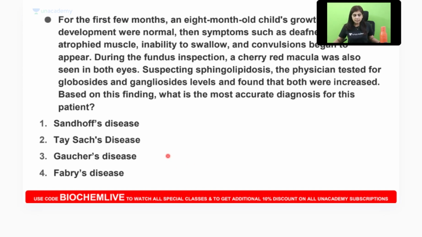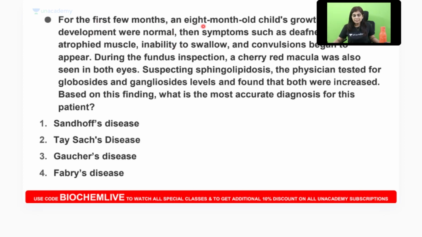Okay. So this I included primarily because I wanted you all to understand how to differentiate the various glycosphingolipidoses. Because I know for many of you, this is quite a nightmare, right? To find out whether it is GM1 gangliosidosis, GM2 gangliosidosis, Gaucher's and everything. So let's try to find out how to do it.